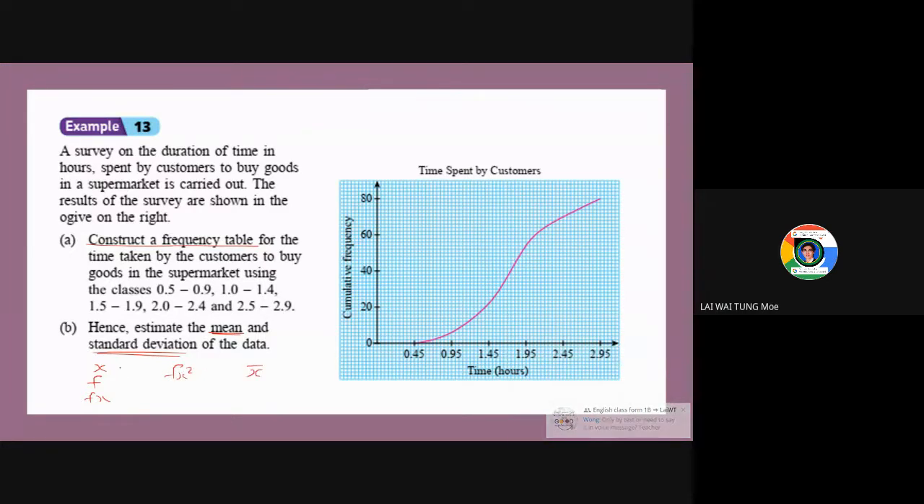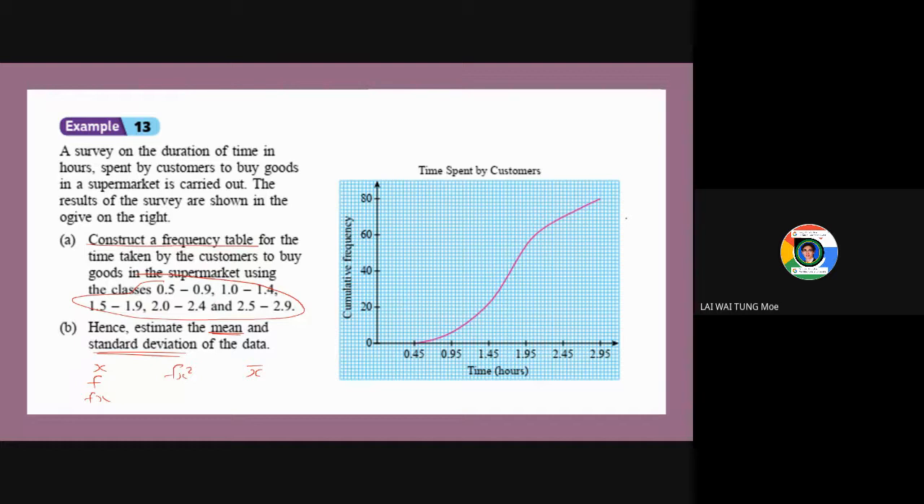So all these things you need to know in your frequency table. If you want to know the midpoint, you first need to know the class interval. For this question, the question already gave you the class interval, so it's making your life easier. Sometimes the question may not give you the class interval.